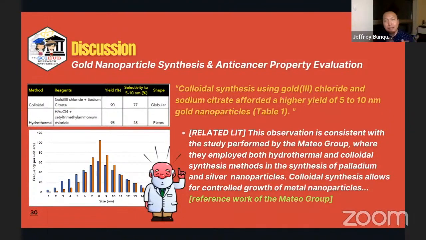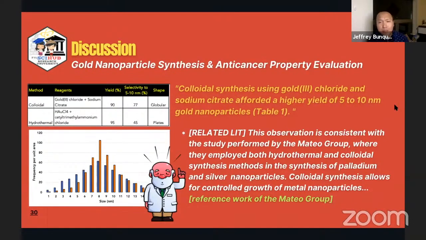Okay, so punta tayo dun sa ating example. So gold nanoparticle synthesis and anti-cancer property evaluation. So sabi dun kanina sa ating results is when we were comparing the two different types of syntheses, so yung colloidal synthesis daw with gold chloride and sodium citrate afforded the highest yields of 5 to 10 nanometer gold nanoparticles. So pag binanggit niyo po uli yun dun sa discussion, ang dapat, you should follow it up with some inputs from the literature. So right after that, sabihin nyo, so this observation is consistent with the study performed by the group of Professor Marty Mateo, where they employed both hydrothermal and colloidal synthesis methods in the synthesis of particles. And then after that, colloidal synthesis allows for controlled growth of metal nanoparticles.